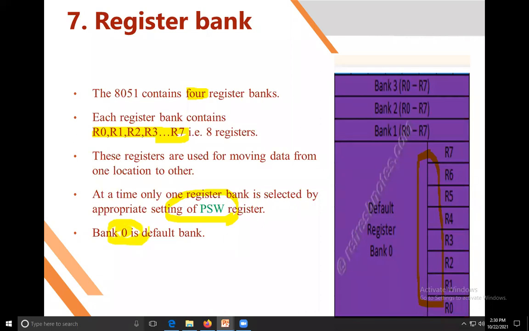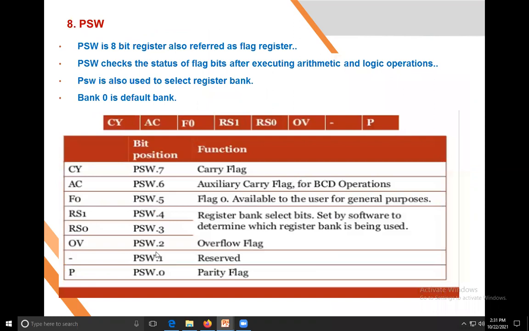Bank 0 is the default bank. Okay, understood? So how many banks does the 8051 have? 4 banks are there. How many registers are present in each bank? Each bank contains 8 registers, R0 to R7. What is the bit size of each register? 8 bit is the size of each register. Okay, understood? So this is the register bank.